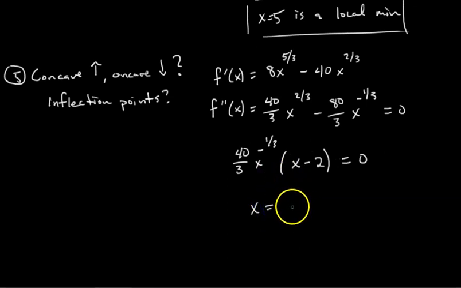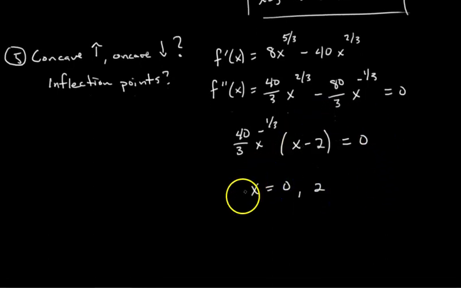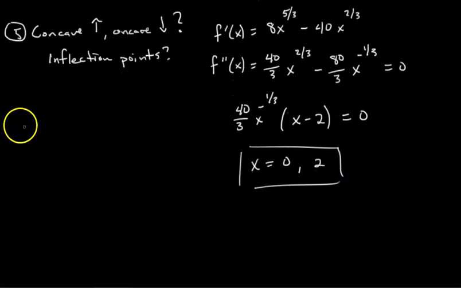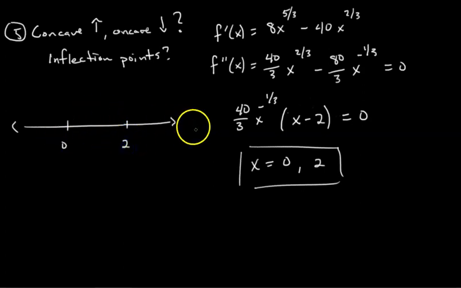X is equal to 0 or 2. Okay? Boom. So now we do the same thing we were doing with the first derivative, but we do it with the second derivative in order to find the intervals where the function is concave up or down. So we plug in 0 and 2. This is a number line of the second derivative of x. And then we just start plugging in some numbers.